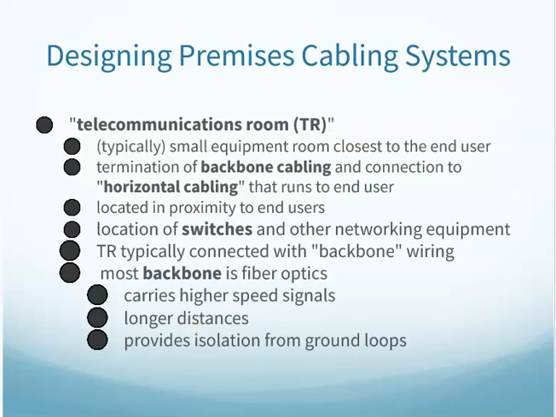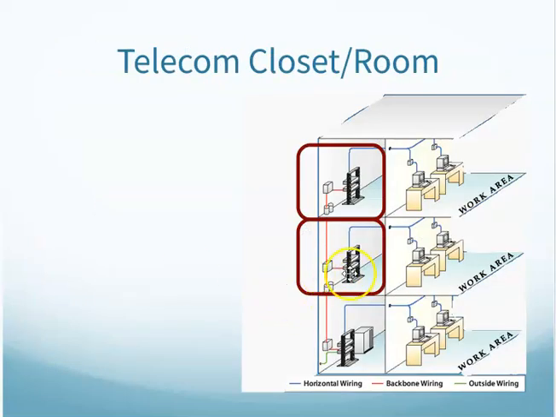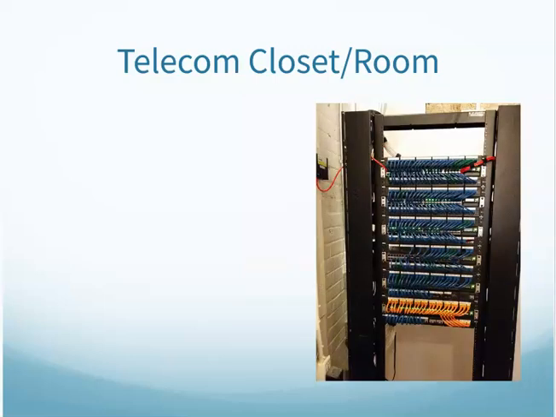Your telecommunication room, again, is interconnection between backbone and horizontal cabling. Usually has the location of your switches. And a lot of times your backbone cabling from floor to floor, you literally have a fiber cable coming from this switch up to this switch and plugs in. So this is typically your telecom closets.